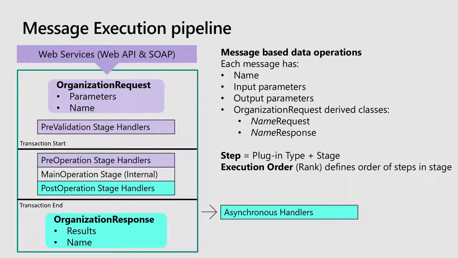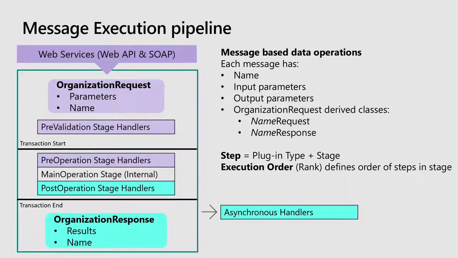So let's talk a little bit about what happens when one of these web service events occur. The organization request comes in as a generic definition of any type of request. And so it has a name and it has parameters. And then it's going to go through a series of stages. The pre-validation stage is the first one. This occurs before the database transaction. And the purpose of this stage is to decide whether you want to continue forward. At this point, because the transaction hasn't started, if you decide, no, I'm going to throw an error and not allow this operation to proceed, this is the place to do that.